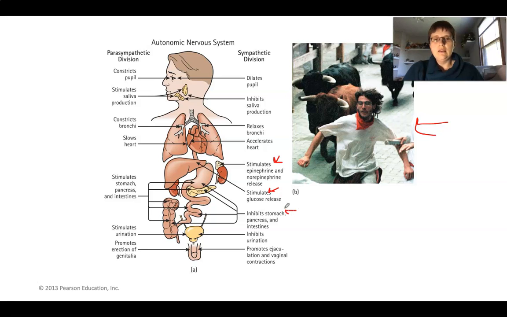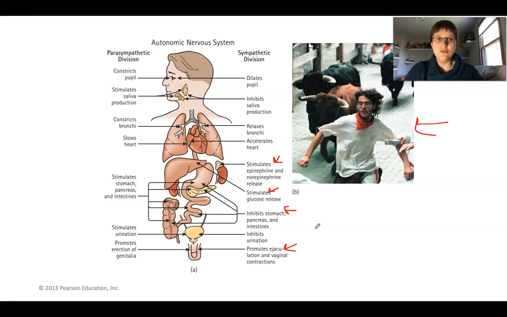Why? Well, you get an inhibition of your digestive tract. This takes too much energy and time. You're trying to run away or fight. You can't afford this. So instead, you're going to get glucose directly into your bloodstream. Your blood is pumping harder, so that gets out there with more oxygen, feeds those cells. And then you can see inhibition of urination and promotion of ejaculation and vaginal contractions.